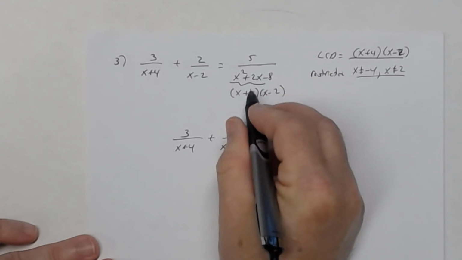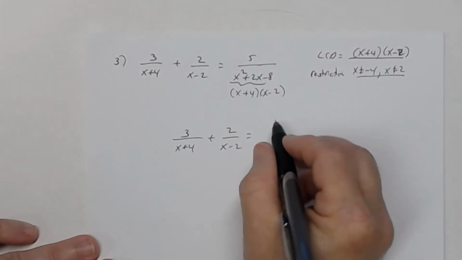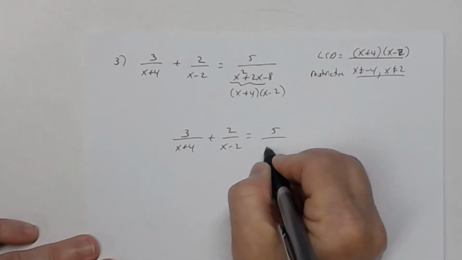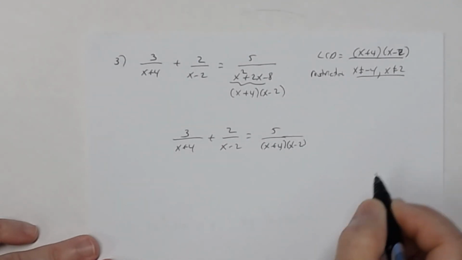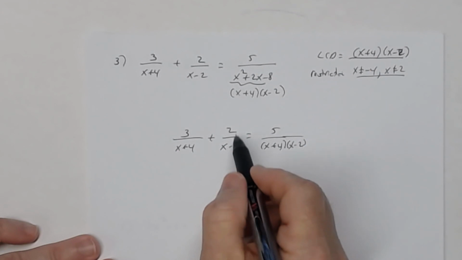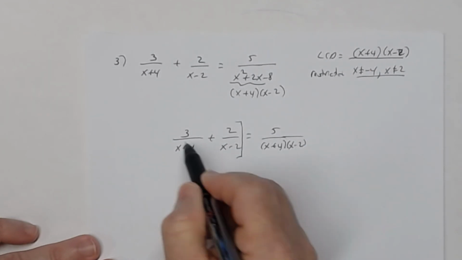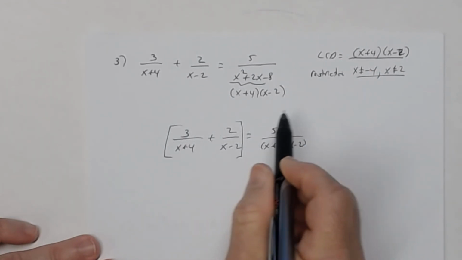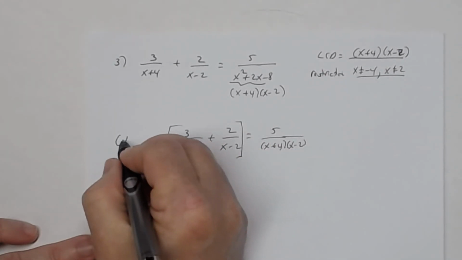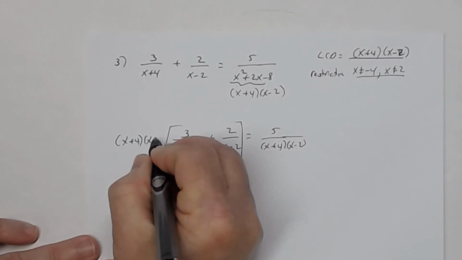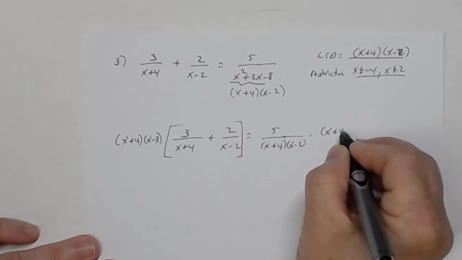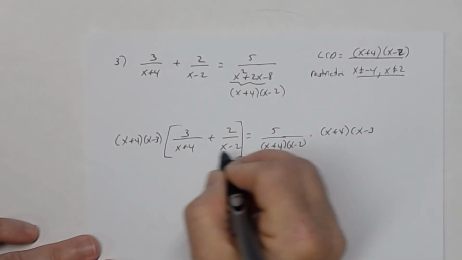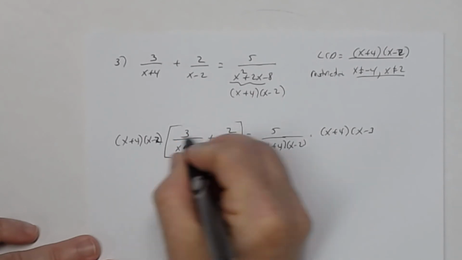And then when I rewrite the left-hand side, I'm going to put this in factored form. So it'll be 5 divided by x plus 4 times x minus 2. All right. And just like the previous problem, we're going to multiply every fraction that's on the left-hand side by that least common denominator. So x plus 4, x minus 2. So what I do to the left, I do to the right. X plus 4 times x minus 2.